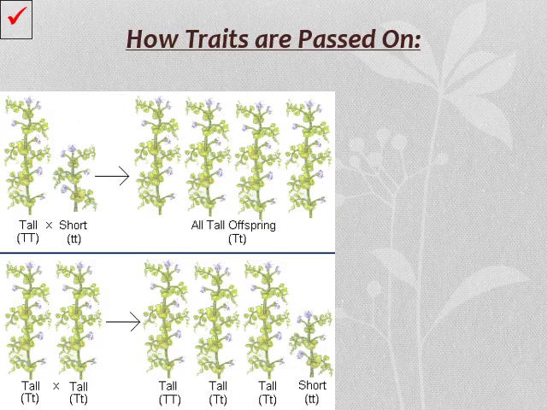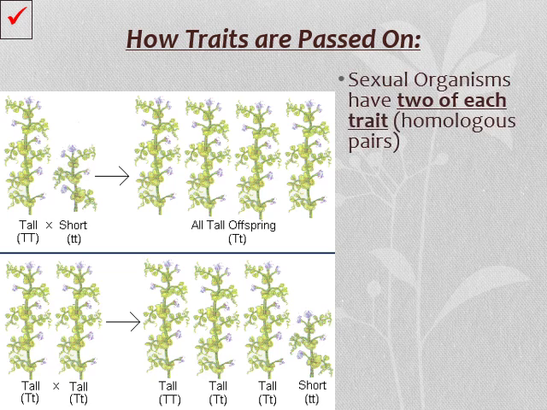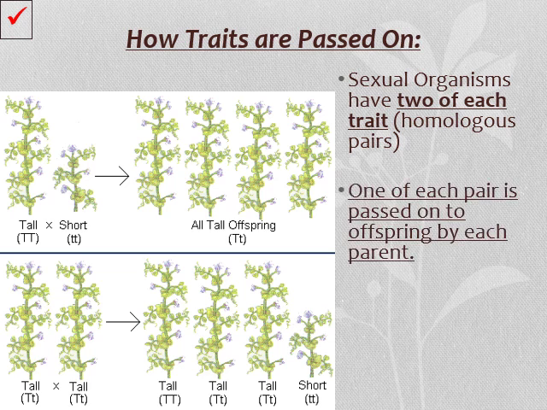So how are traits passed on? As you can see here, he crossed a tall pea plant, recognized as the capital letters TT, and a short pea plant, recognized by the two lowercase letters tt. And he noticed that, sure enough, all the plants were tall. These tall pea plants were recognized by the letter pairing big T, little t. In sexual organisms, each has two variations of a trait. One of each pair is passed on to the offspring by each parent. So we get one variation from our mother and one variation from our father.